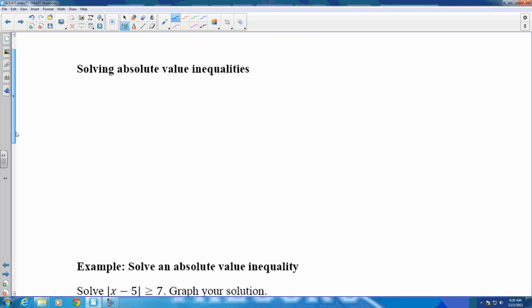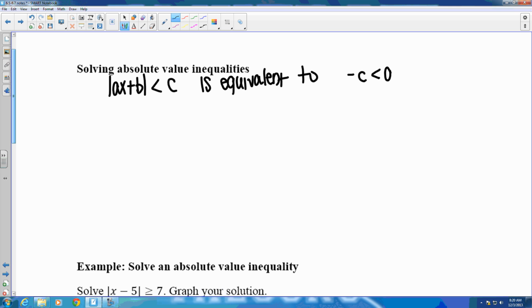Okay, so we're going to have a couple definitions here. The first one, if we have an expression, ax plus b, inside our absolute value, and that's less than some value c, that is equivalent to negative c is less than ax plus b is less than c, which is an and inequality. And if you notice on the previous page, we had two and inequalities in the middle. When we graphed it, they come together. That is because we started with a less than inequality.